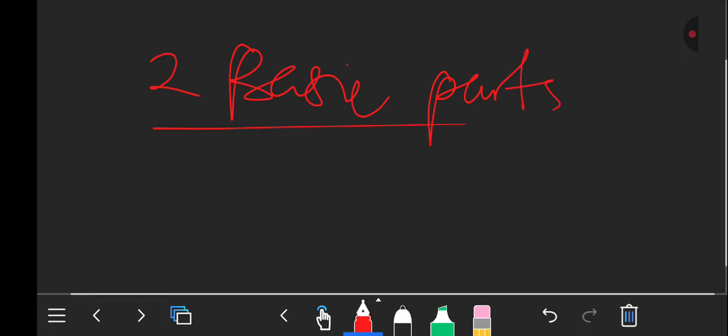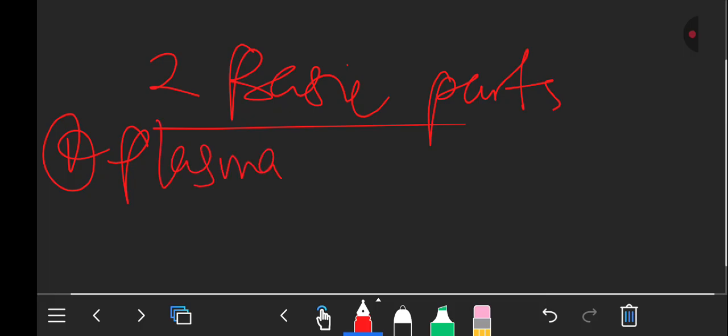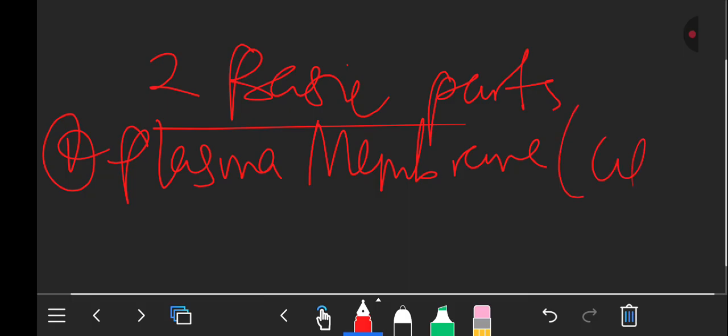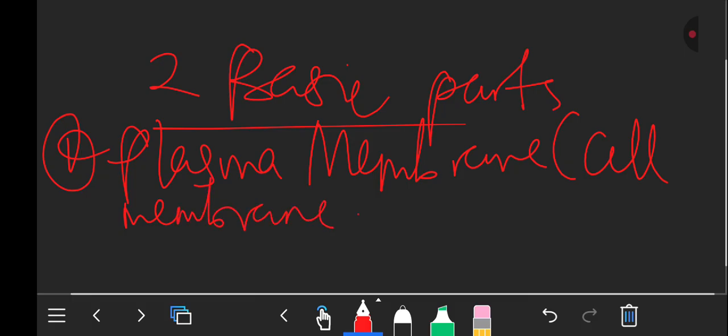Now, one thing I want you to understand is that a cell is made up of two basic parts, okay? A cell is just made up of two basic parts. And the first one I want us to understand is the plasma membrane. Okay? Plasma membrane, someone might be wondering, what's a plasma membrane? We're just talking about the cell membrane. So the plasma membrane is just the cell membrane.